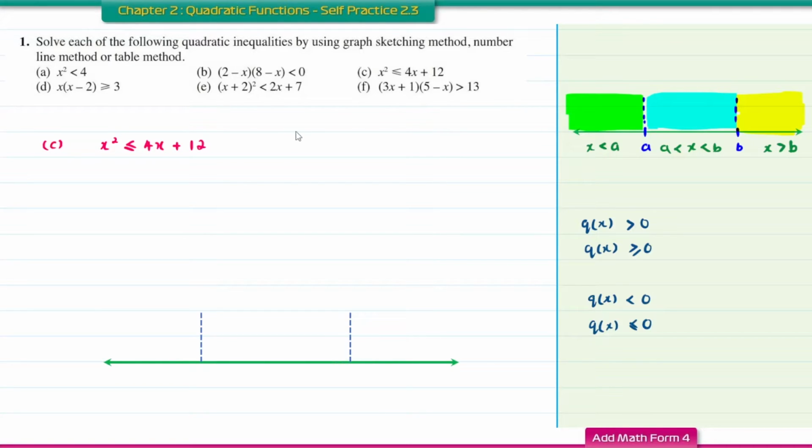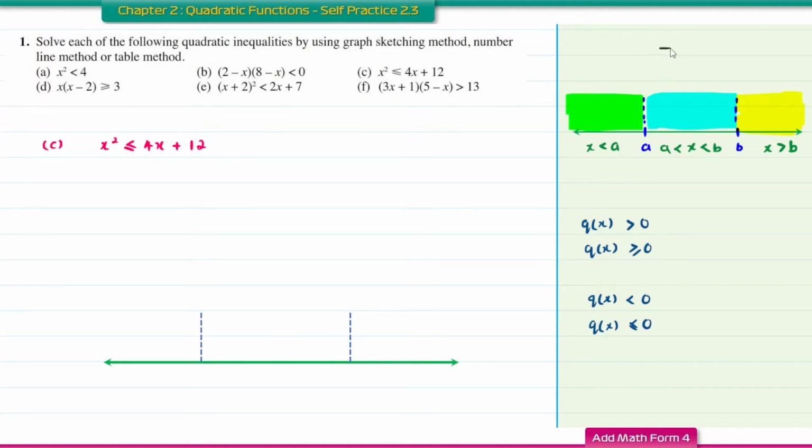Question C and D, we're going to solve this using the number lines method. So first, look at the number lines that I have here. The A and B here are the roots of the quadratic inequalities. So this yellow region is for the part x greater than b. This blue region is for x greater than a and less than b. And the green region is for x less than a.